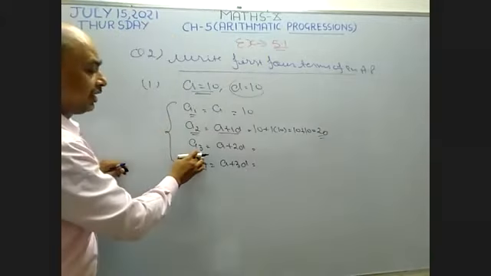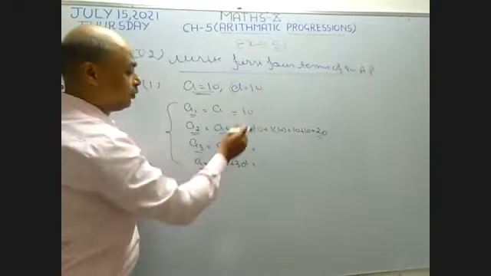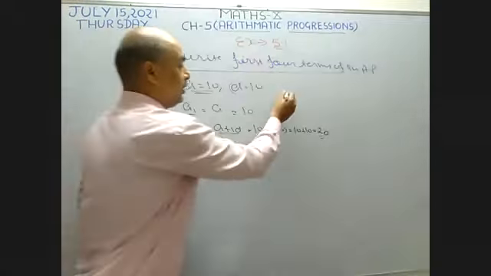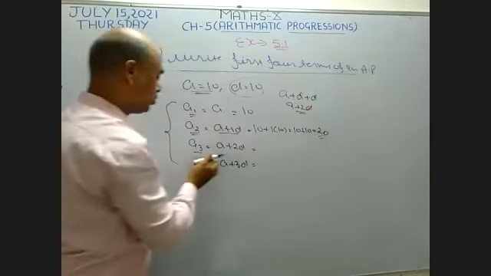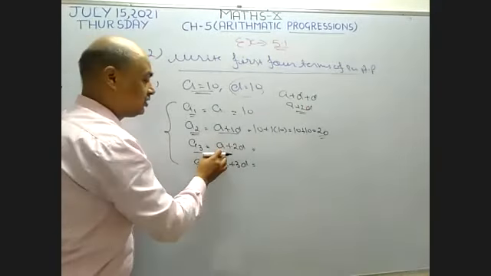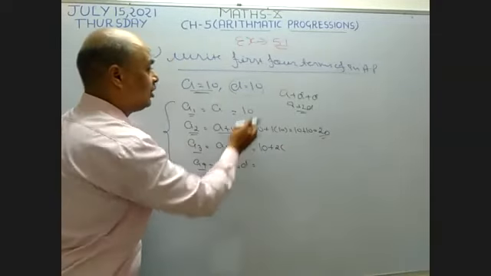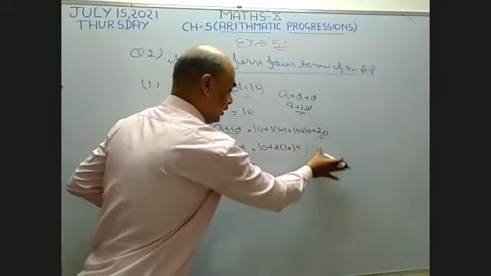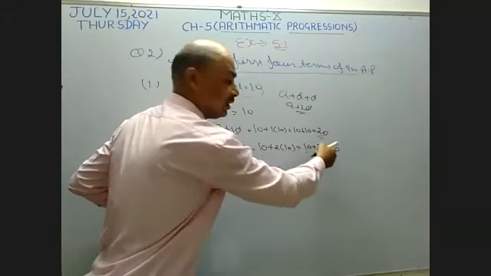Now I want to check the third term. Now I want to add D, this common difference, to the preceding term. The preceding term is this one, and I want to add this D to it. A plus D plus D. This becomes A plus 2D. So this is going to represent the third term. So the third term can be written as A plus 2D. So what is A? A is 10. What is the value of D? The value of D is 10. So 10 plus 20 becomes 30. This is the third term of the AP.